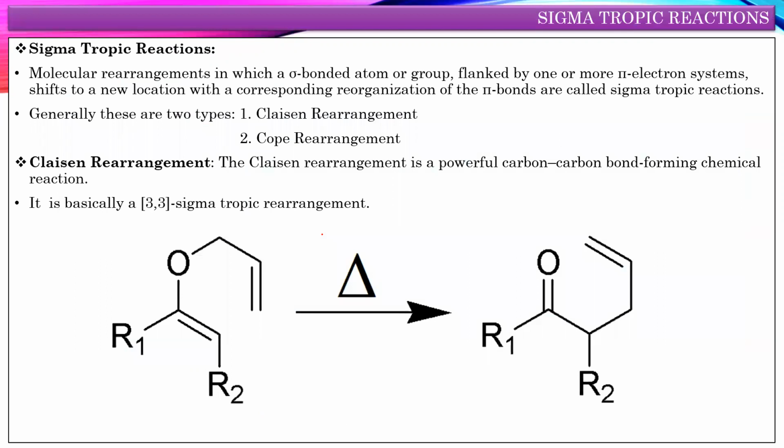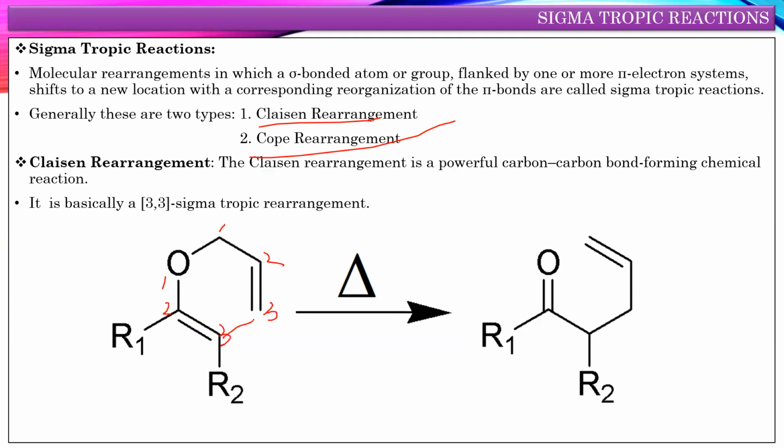Now we come to the sigmatropic reactions. Sigmatropic reactions are of two types: one is Claisen rearrangement and the other is Cope rearrangement. The Claisen rearrangement is the most powerful carbon-carbon bond forming reaction. It is basically a 3,3 sigmatropic rearrangement, right? 1, 2, 3. 1, 2, 3.